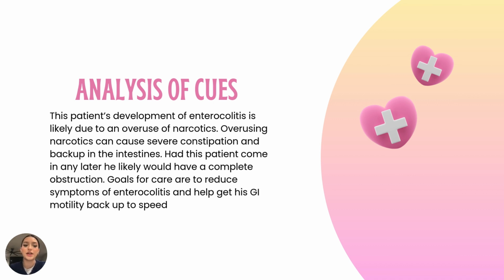My initial analysis of all of these cues was that the patient's development of enterocolitis was likely due to his overuse of narcotics. Overusing narcotics can cause severe constipation, like I said, and backup in the intestines. If the patient may have come in any later, he might actually have had an obstruction. Luckily, he came in just on time and we were able to help him. And our goals for his care should be to reduce his symptoms of the enterocolitis and help him get his GI motility back up to speed.